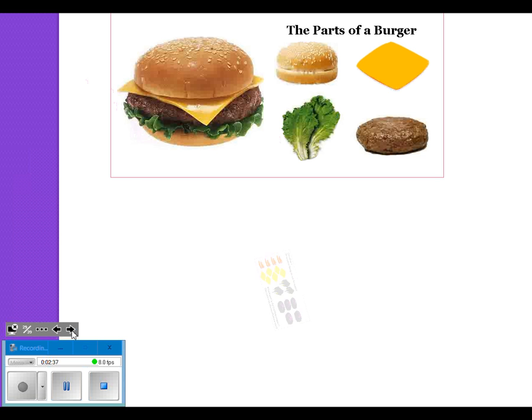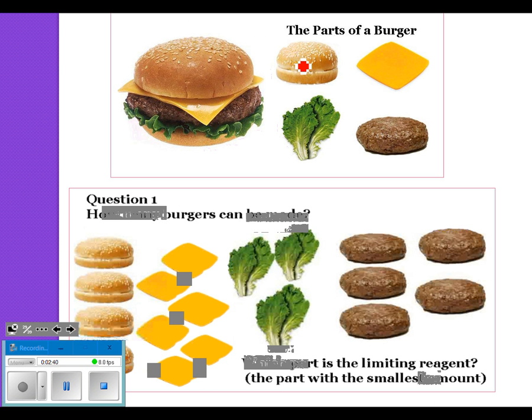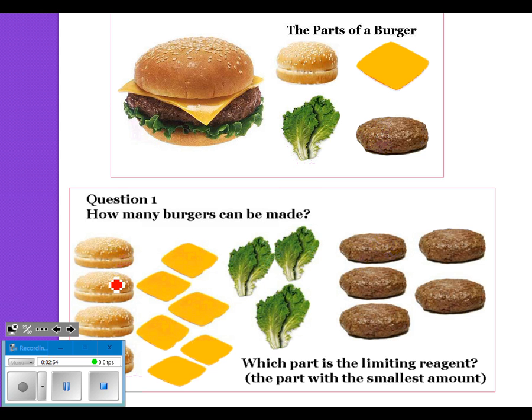Here's another live example. I have a burger here, and in every burger I have to have a bun, 2 pieces of lettuce, a piece of cheese, and a burger. How many burgers can I make? I have a bun, a piece of cheese, lettuce, and a burger, and again, and again. Now I'm out of lettuce, so I can only make 3 burgers. What's the limiting reagent? What did I run out of? I ran out of lettuce, so lettuce is the limiting reagent. Whereas the buns, cheese, and burgers I still have in excess. Those would be my excess reagents.